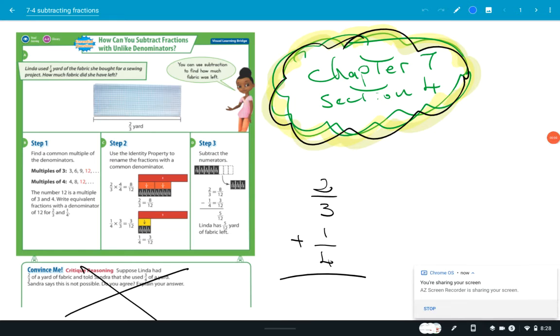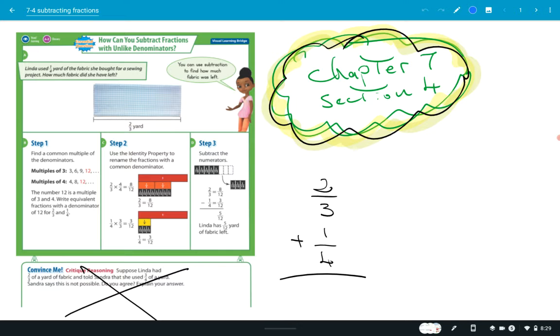What page is it? 282. So we're not going to actually do 7-4 today. Like I said, I'm just going to give you guys some problems. But first I want to show you the difference, and no pun intended, because difference is talking about subtraction, between adding and subtracting fractions.